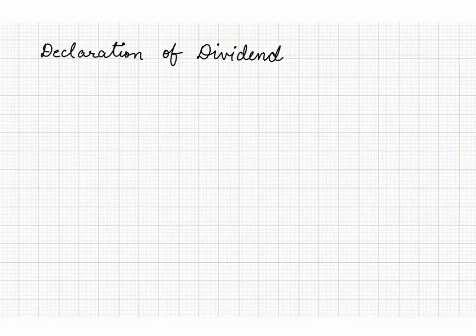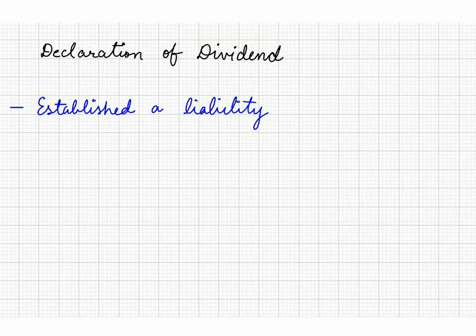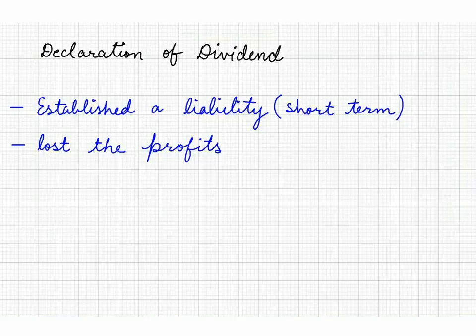Let's take one more situation. Declaration of dividend means the company has declared dividend. When the company declares dividend, it means the company has established a liability which is to be paid within 1 year. It means the company has created short-term liability. And on another side, the company has lost the profits of rupees 1,000.